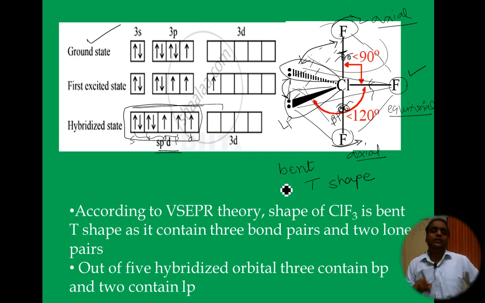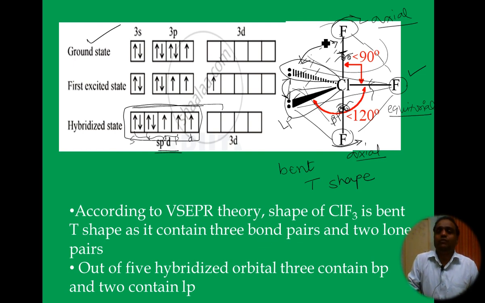Thus remember, these tetra-atomic interhalogen compounds generally show a bent T-shape. Their geometry is trigonal bipyramidal, but their shape is bent T-shape. Right? So according to VSEPR theory, the shape of ClF3, that is chlorine trifluoride, is bent T-shape as it contains 3 bond pairs and 2 lone pairs.